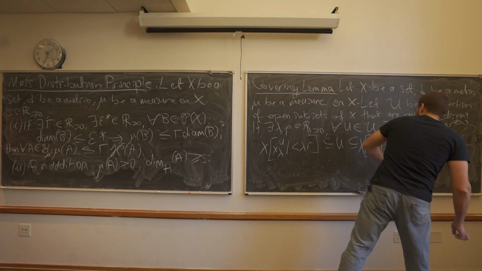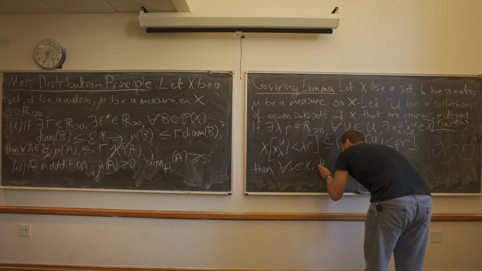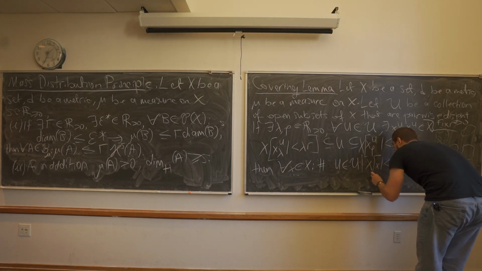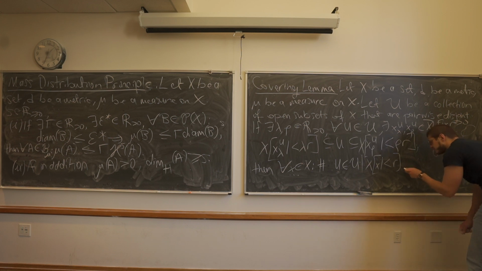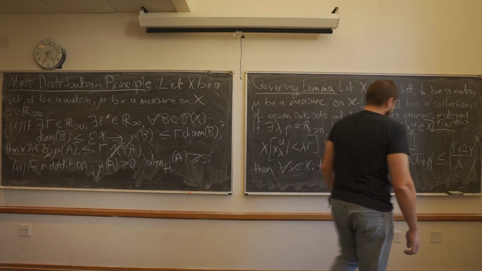Then for any x, the number of u's in U such that the ball of radius R centered at x intersects the closure of U non-empty, is bounded from above by 1 plus 2 rho divided by lambda to the power, let's say, d. I didn't say anything about mu yet because I forgot.